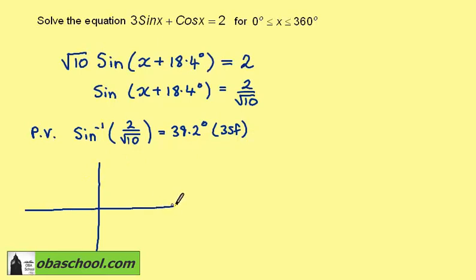If we look at this on the CAST diagram, we have A, S, T and C. 39.2 degrees is here in the A quadrant, and since we have a sine which is positive, the other must be in the S quadrant. By symmetry, 39.2 degrees from the horizontal axis. So we now need to look for solutions in this range of values.